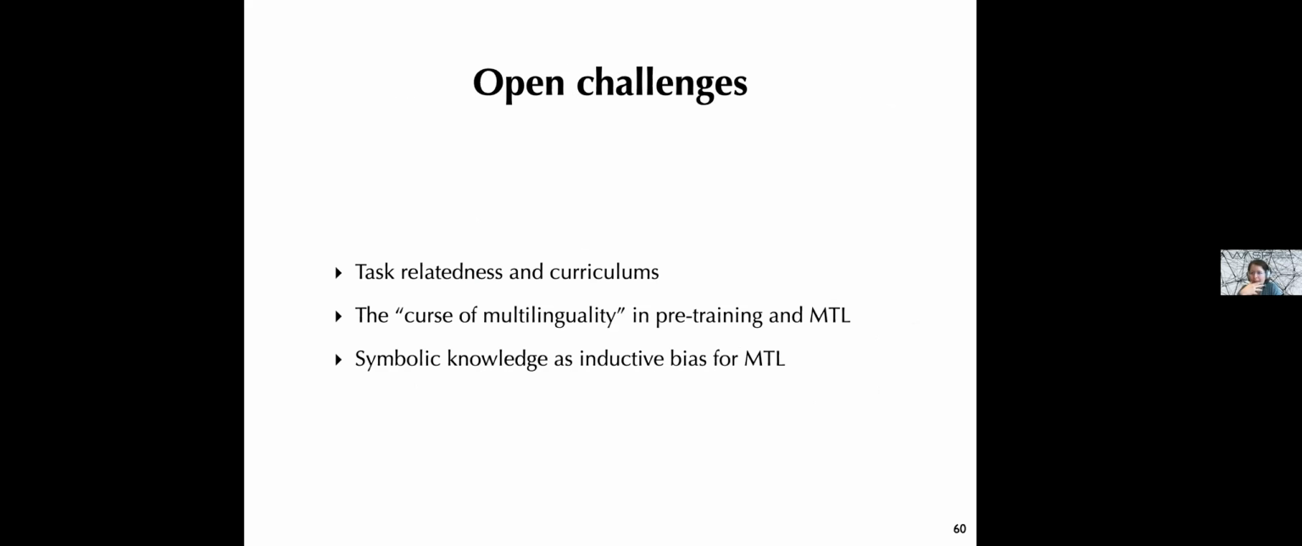There are a lot of open challenges, I think. So these two are examples. When do you decide what is related, and how do you devise curriculums? Another important aspect is multilinguality and how far we can really go. I've shown you this example of parsers with 75 languages, but how far can we really go in parsing, in machine translation? And there is something called the curse of multilinguality currently happening. And at the end, trying to find inductive biases from symbolic knowledge and how to integrate that into neural models or MTL models.